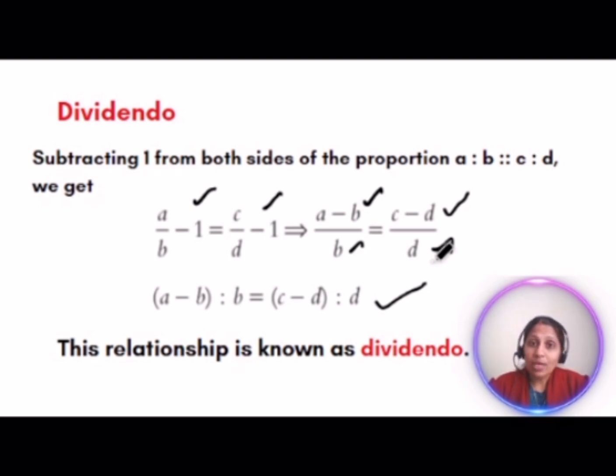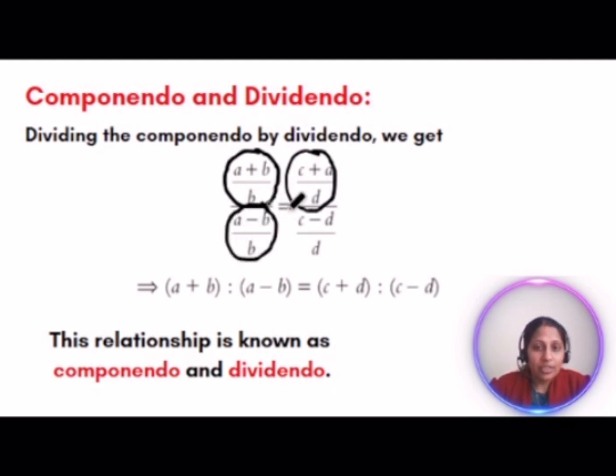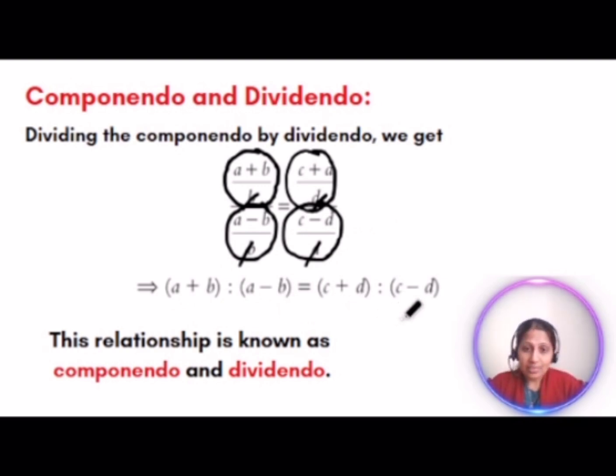Now, they may ask you to compare the relation between your componendo and dividendo. So, in the same simple way, you have to divide both the ratios. This is your componendo, right? On the numerator, divide them by your dividendo. So what will happen now? All the denominators, B by B and D by D, will get cancelled. So you simply get A plus B is to A minus B, which is equal to C plus D is to C minus D. This relationship is known as the relationship between componendo and dividendo.